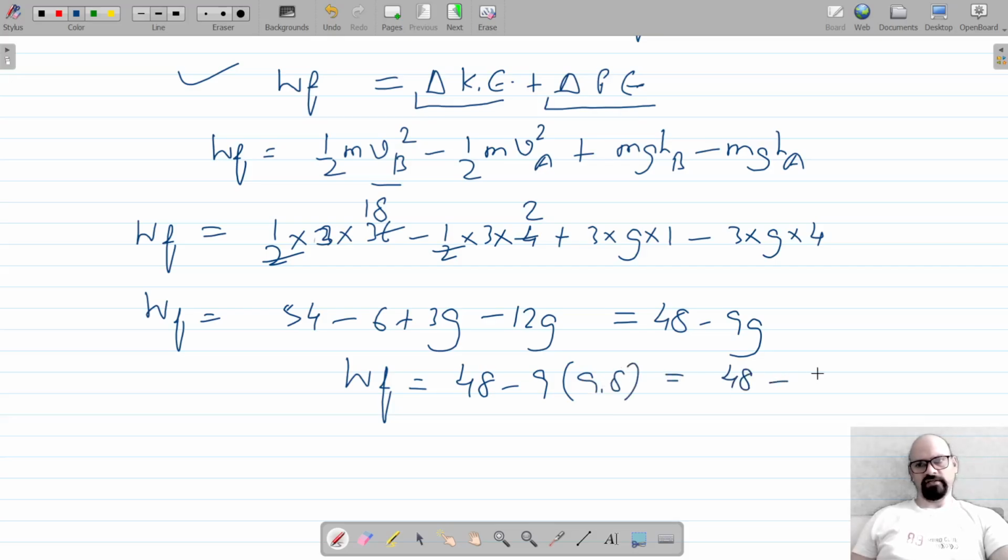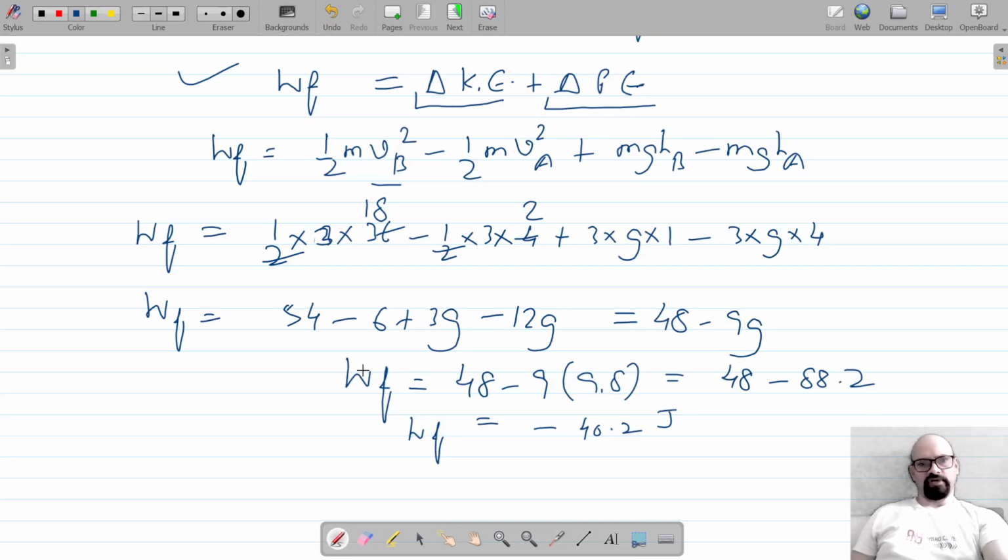So this is 48 minus 9.8 into 9. 9 8s are 72, 9 9s are 81, and 7 is 88.2. So this gives us the value of the work done by the force of friction, which is negative, and this is 40.2 joule.